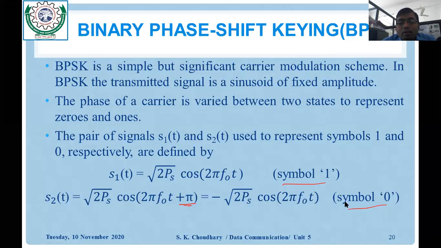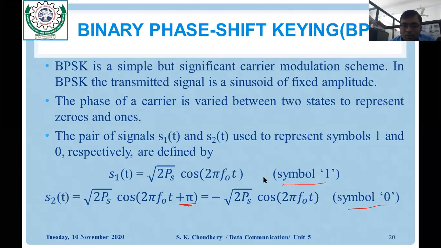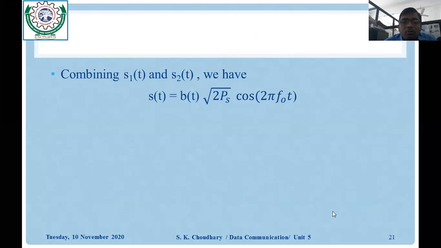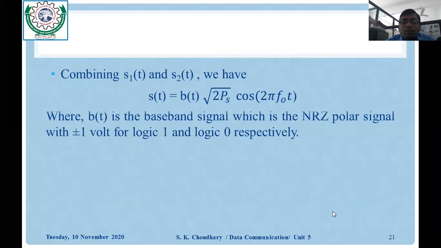Then further, when we combine this S1(t) and S2(t), you can give equation numbers as well. It is not mandatory, but for simplification you can do this. So when we combine equation 1 and 2, we get the equation for S(t), that is the composite value of the signal here.